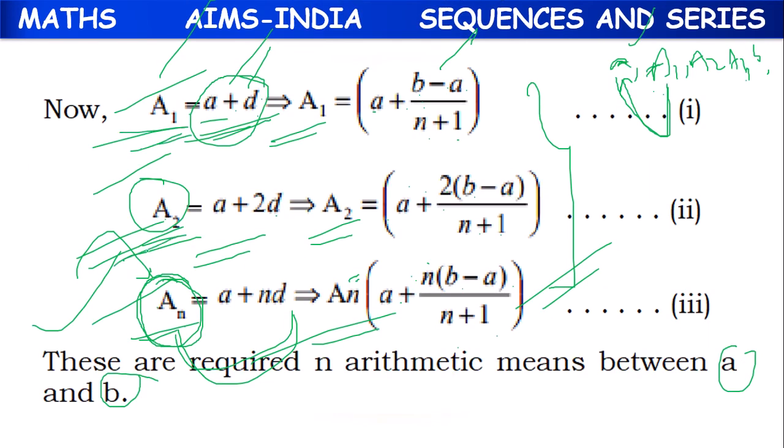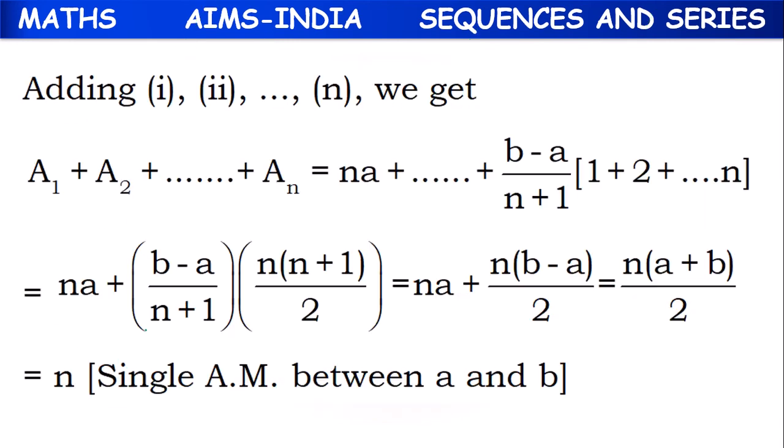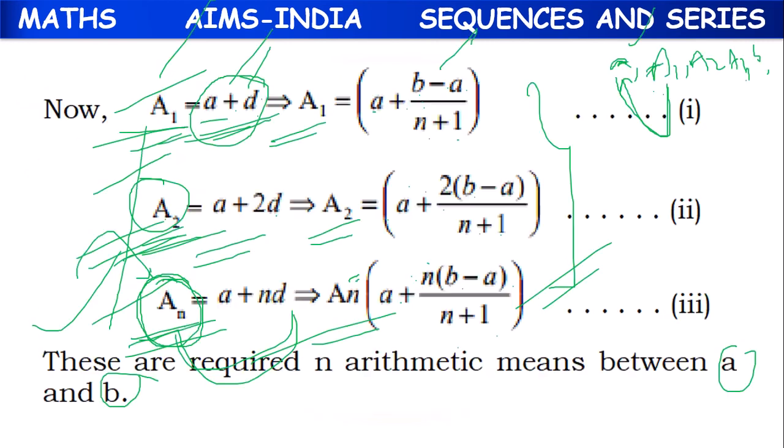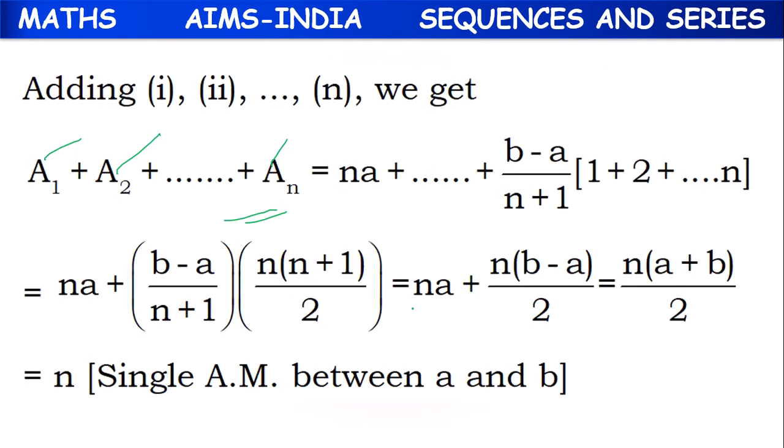So a1, a2, up to an. If we add a1 plus a2 plus up to an, what will we get? a plus, a plus, a plus. We can take a as common.